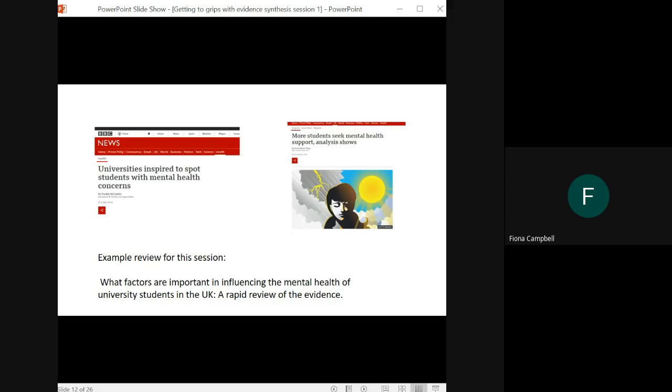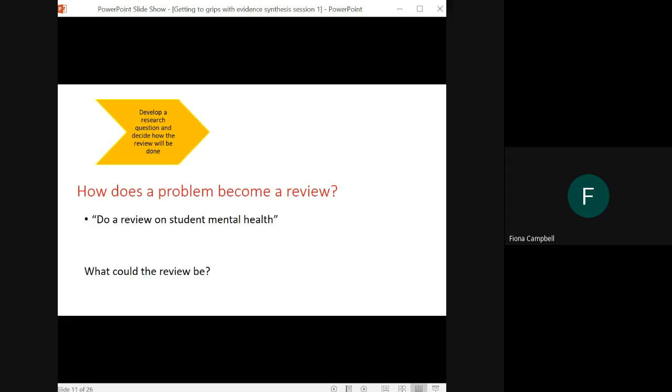And one of the first challenges whenever you have a problem is to actually work out what the reviewable question is, and that may sound entirely straightforward. But if you've got a problem like student mental health, what do you think the question might be? Any ideas from our attendees today? Don't worry if there's no ideas. If you've got any thoughts, just do unmute yourself.